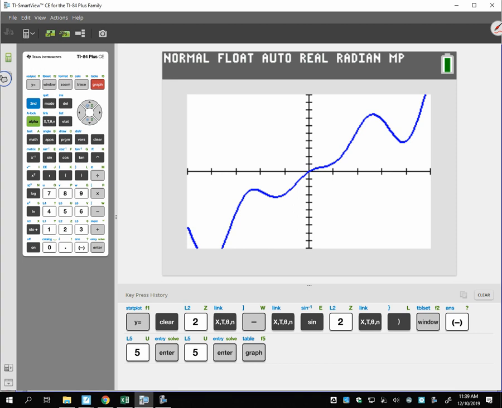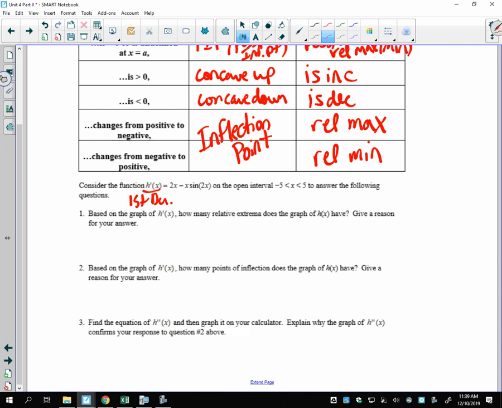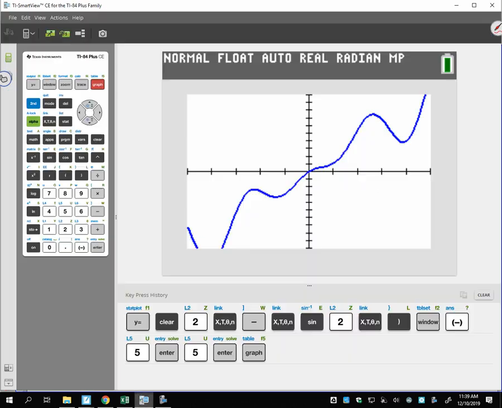It says, based on the graph, how many relative extrema does the graph have? Give a reason for your answer. So if this is the derivative, what am I looking for, relative max or mins? Remember, I'm looking for where h prime of x changes sign, which means crosses the x-axis, right? So looking at my graph, it only crosses one time. Do you agree with that?